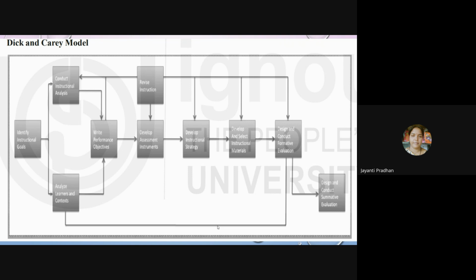You will know about different types of instructional design models. How many types of instructional design models are there?